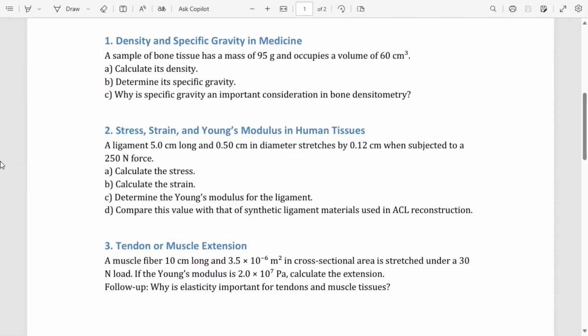Part A is saying a sample of bone tissue has a mass of 95 grams and occupies a volume of 60 cubic centimeters. Calculate its density. Determine its specific gravity, and why is specific gravity an important consideration in bone densitometry? Okay, so this is question 1.